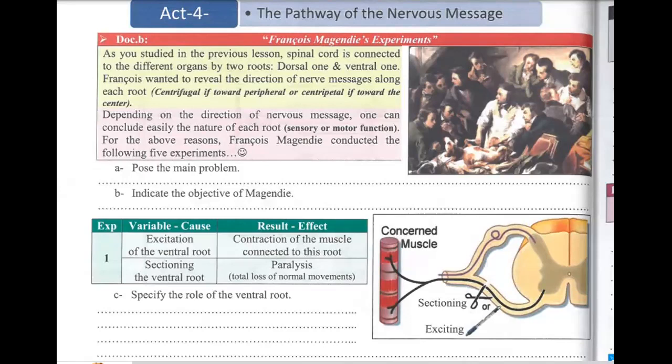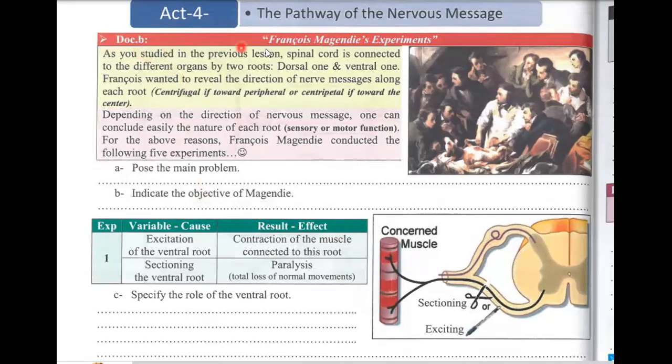So in this video, I will be solving document B, page 82, about some experiments the psychologist Francois Magendie did to see how the nervous system functions. The nervous system is the system that collects the information from the outside and also within the body, analyzes them, and responds in the right way. Let's start. Please get your copybooks, get your pencil cases, and let's start.